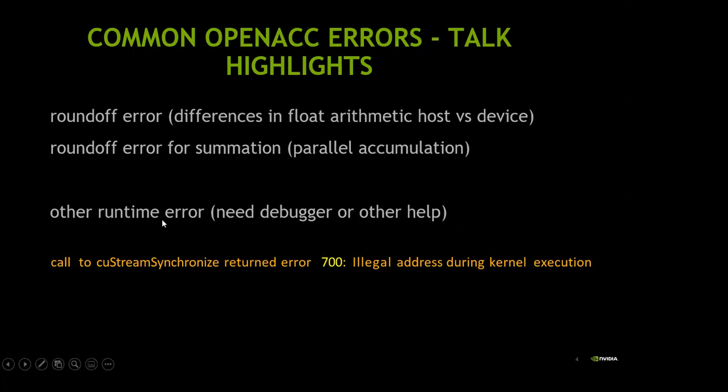other runtime errors, which very often you will meet because in the output of the run, you will have this information, error 700, illegal address during kernel execution. An illegal address during kernel execution quite often means you are trying to access data, you have a bad pointer, so why do you have a bad address? That's the question.